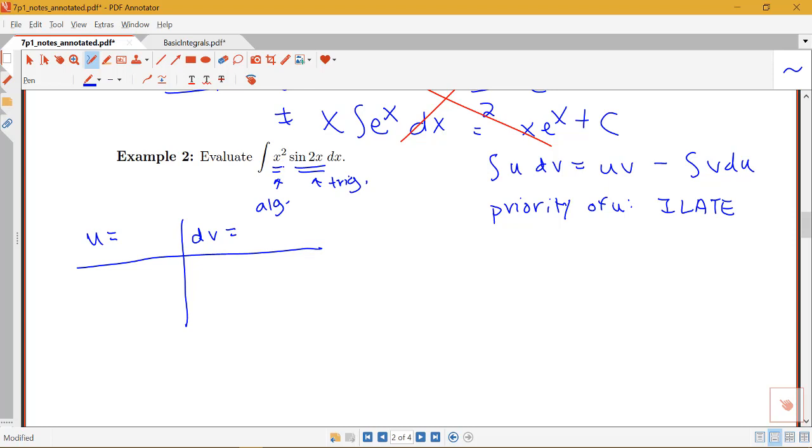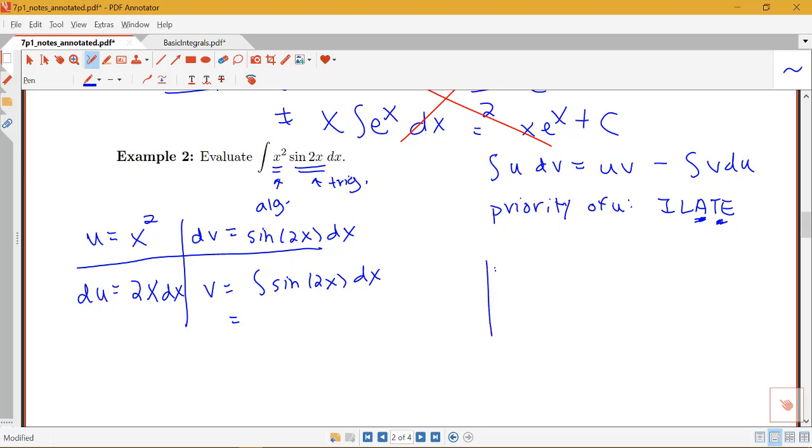Well, we know that my guideline here says to prioritize an algebraic thing, the a, over a trig thing, the t, for u. So I'm going to put x squared in for u. Also, we know why we're doing this: if I take the derivative of that, it's going to become simpler. So the derivative of x squared will become 2x du, and it's not too bad to integrate sine 2x dx. I want to make sure I don't give myself something really bad to integrate for dv. So I need to do the integral of sine 2x dx to find what my v is.